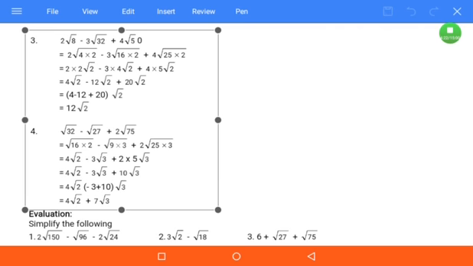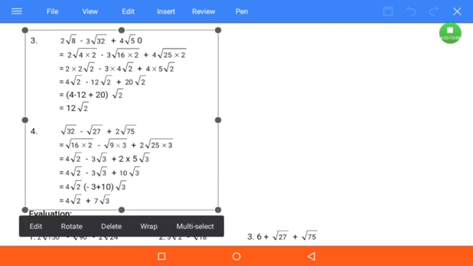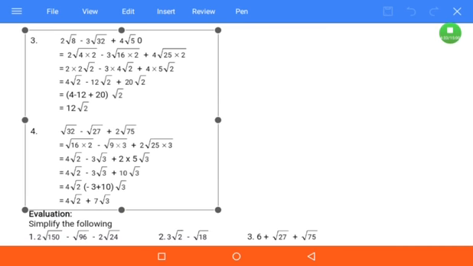27 is 9 times 3, we have 3 root 3. And 75 is 25 times 3, we have 5 root 3. 5 times 2 will give us 10, so we have 10 root 3. Therefore, we have 4 root 2 minus 3 root 3 plus 10 root 3.